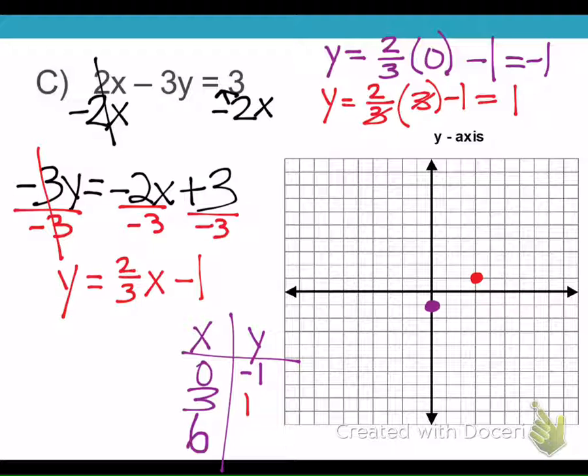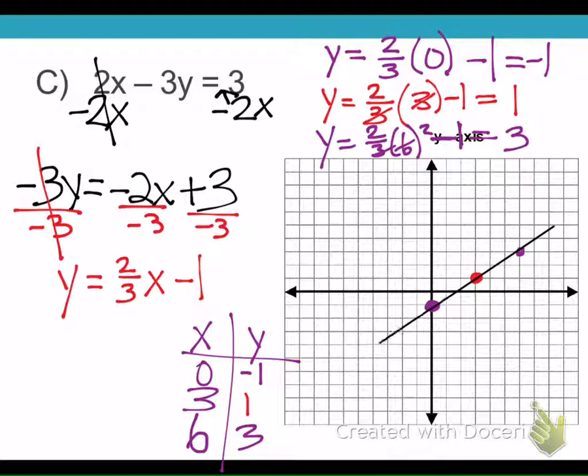Now I'm going to do it a third time, but I am going to take the x out, and this time it's a 6. So those become a 2, right? And 2 times 2 is 4. And 4 minus 1 is 3. So my last ordered pair is 6, 3. 1, 2, 3, 4, 5, 6. 1, 2, 3. Once you have 3 of them, get something straight, connect them, put arrows on the ends.